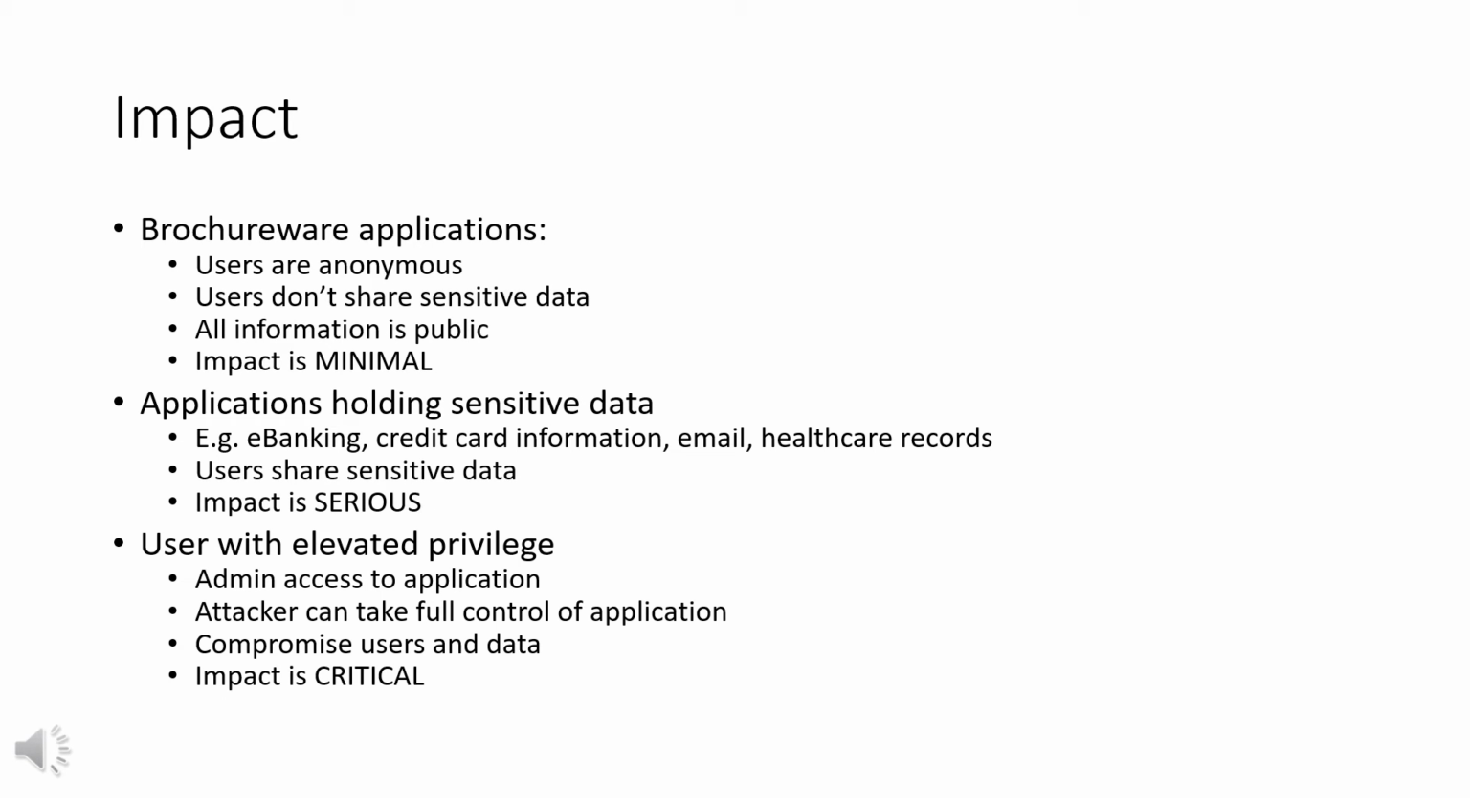And now that we've understood what XSS is, and the different examples and types of XSS, let's look at the impact of XSS attacks. This will largely vary depending on the type of application and the amount of data being shared across that application. The first type is brochureware applications, where users are anonymous and there isn't really any data being shared, and all information on the website is public. So in this case, impact is minimal.